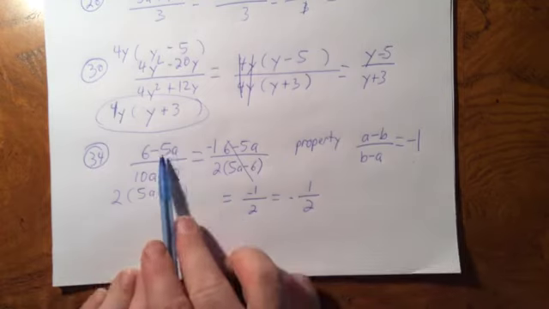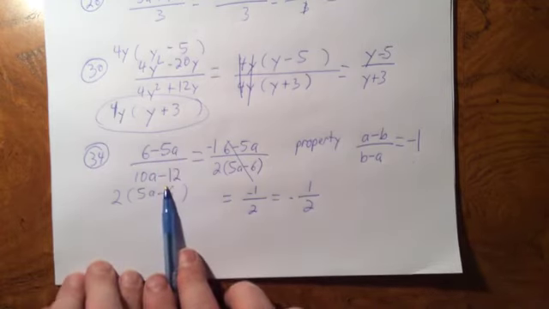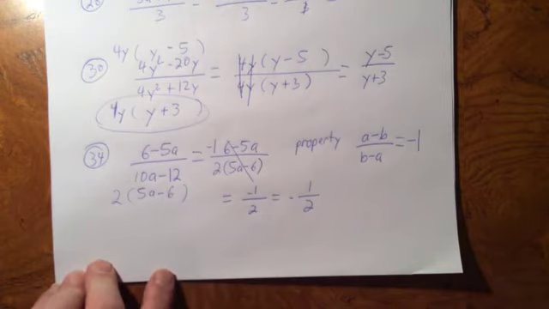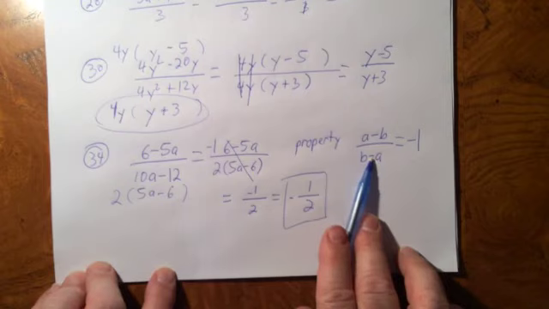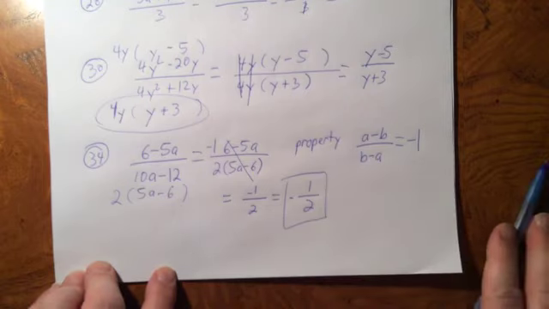So when you have 6 minus 5a over 10a minus 12, when reduced and put into simplest form, it will be reduced to -1/2 as a result of using this property. This is the first of, I think, 4 to 5 lessons that will cover Chapter 7, Section 1.